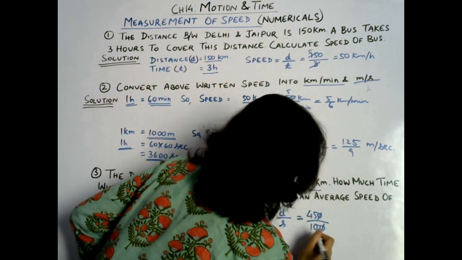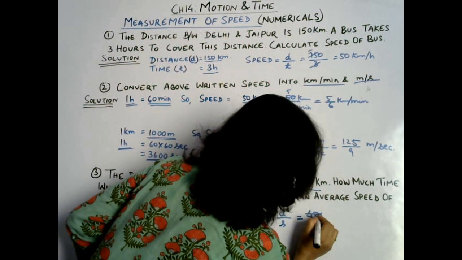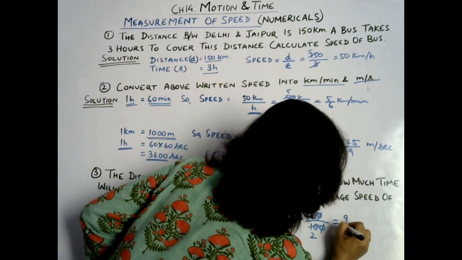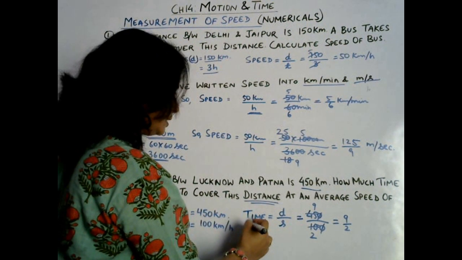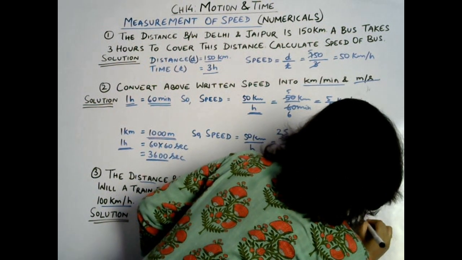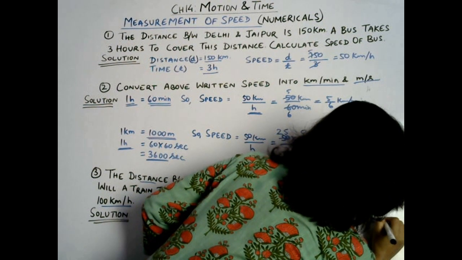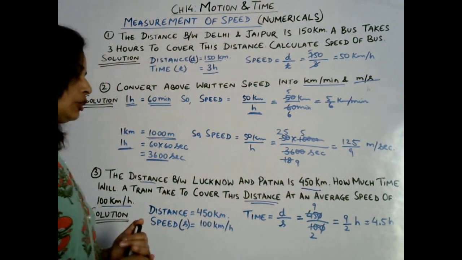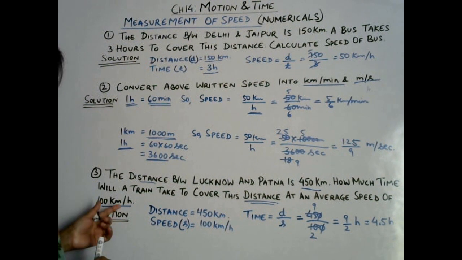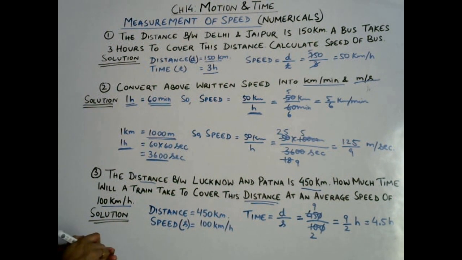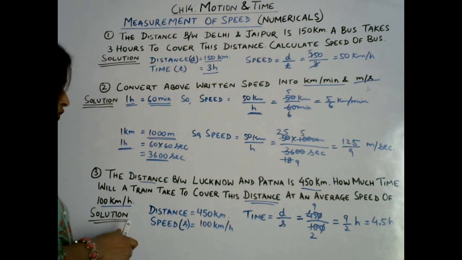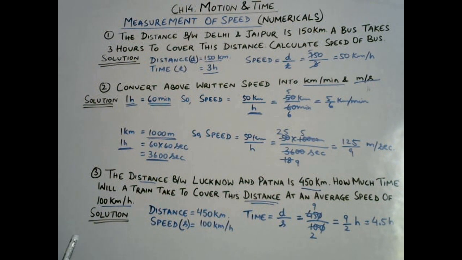So this is 5 2s are 10, 5 9s are 45, so 9 upon 2. What is this? Time in hours. 9 upon 2 hours, that is 4.5 hours. So how much time will it take to cover the distance of 450 km at this speed? It will take 4.5 hours to cover the distance of 450 km with a speed of 100 km per hour.